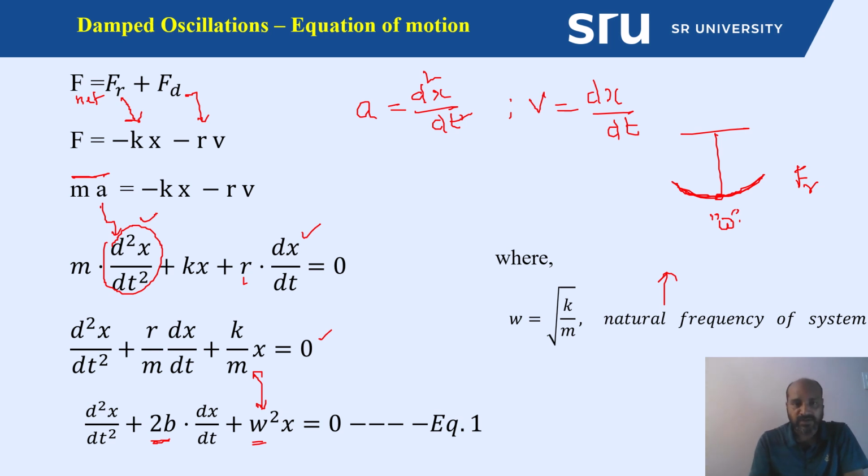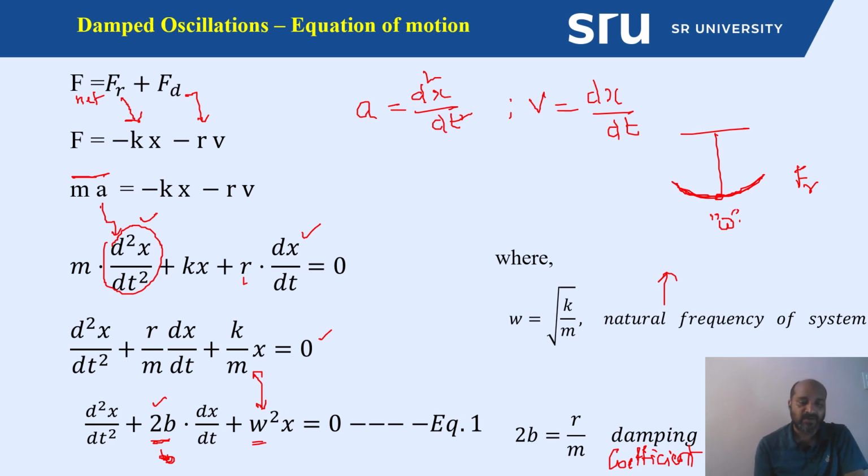And one more constant we defined is 2b. This 2b is replaced by r by m, and this is the damping coefficient. You can write this as a single constant like b, but for the sake of convenience, we represent it with 2b. We'll see that a little later.